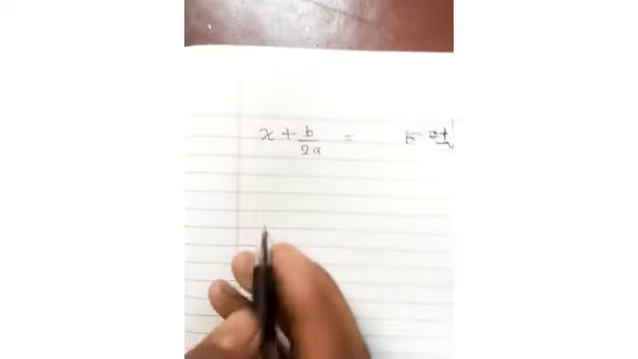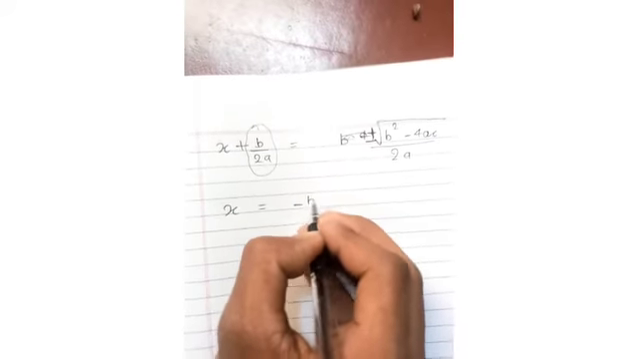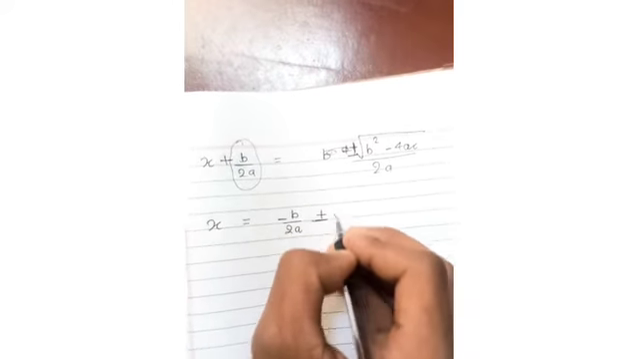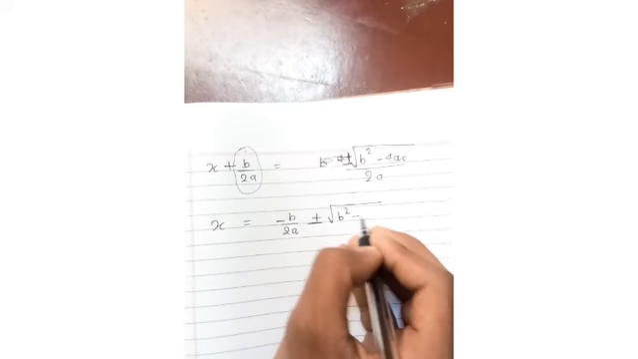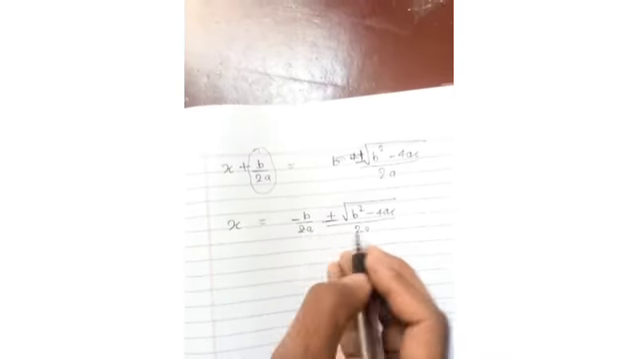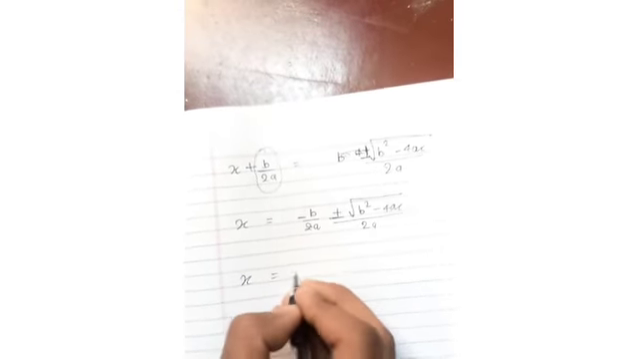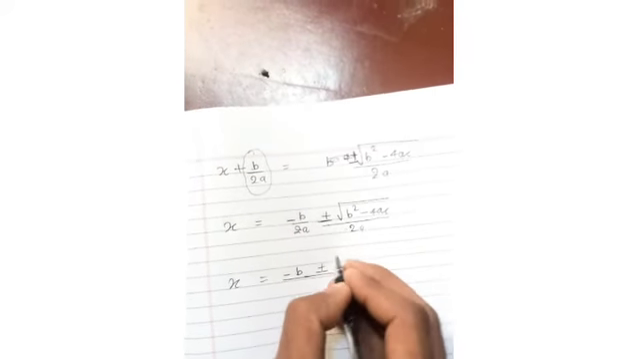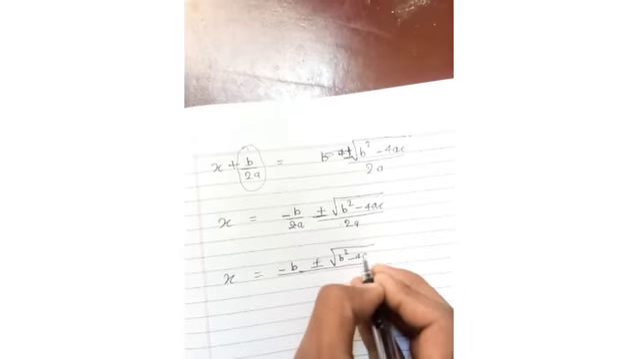So now what we will be getting here, x is equal to, we will just transpose this also. Here it is in plus form, so when it comes to this side, it will become minus. So minus b upon 2a, and this is already plus minus under root b square minus 4ac upon 2a. Now this 2a becomes common, so finally x equals minus b plus minus under root b square minus 4ac upon 2a. So this is our final quadratic formula.